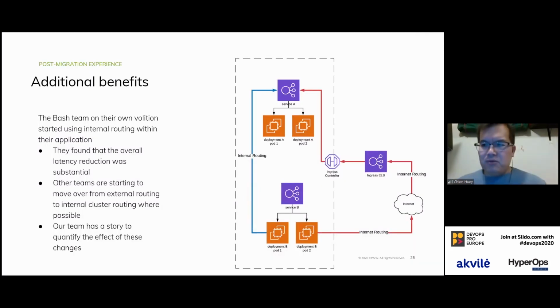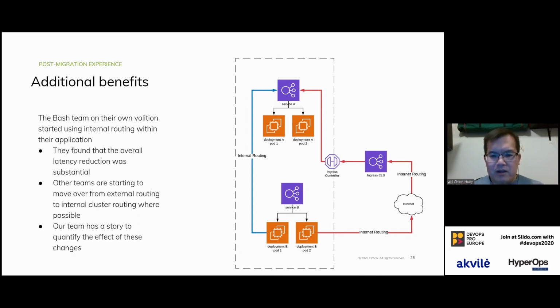Some of the additional benefits that we got into weren't something we were pitching, although we had in the back of our minds that it was possible, but we hadn't gotten around to evangelizing that part because we were busy pushing teams to move to Kubernetes. But the Bash team started using internal routing, right? We did publish some documentation. They saw it and said, let's try this. And they said that the latency reduction was substantial, right? They said it was like night and day.